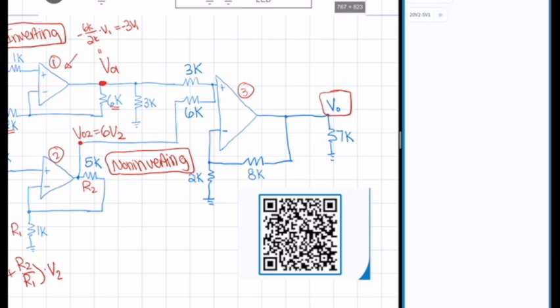So correct, they're coming into the positive input. It could also be both of them. It's going to be one that has more than two inputs.